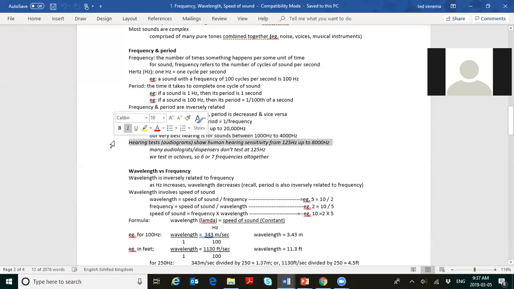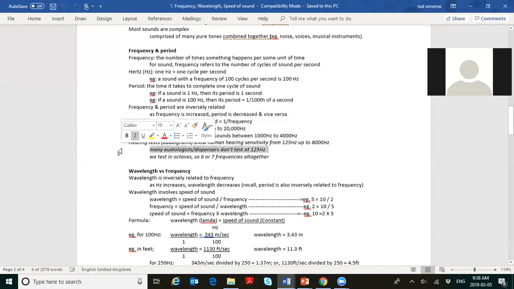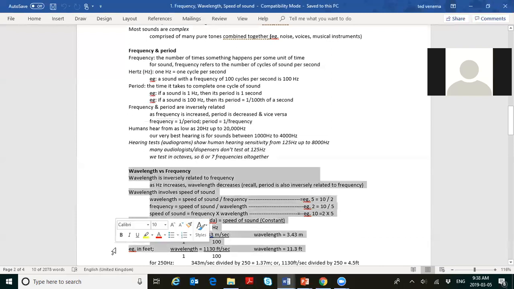Hearing tests are called audiograms, and they show hearing sensitivity from 125 up to 8,000. So we don't test all these frequencies in here. We just test 7 different octave frequencies. Many people don't even test at 125. They start at 250, 500, 1,000, 2,000, 4,000, and 8,000. Remember, when you go up 1 octave, you double the frequency. Here's the next set of formulas to memorize.